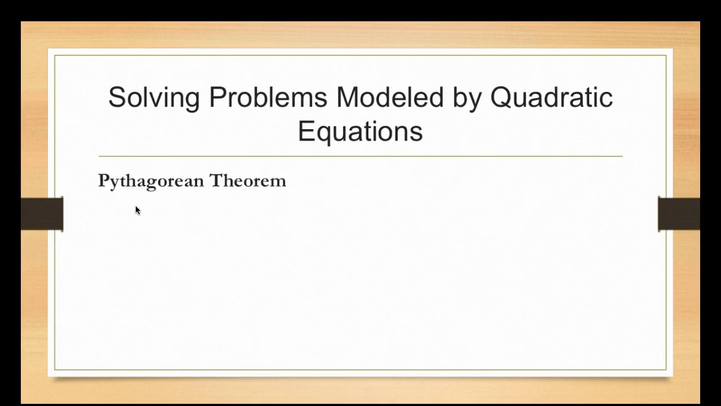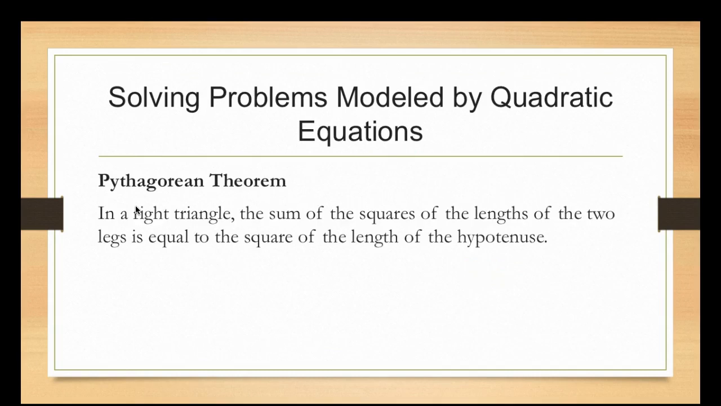Pythagorean theorem. In a right triangle, the sum of the squares of the lengths of the two legs will be equal to the square of the length of the hypotenuse. So what does that mean?